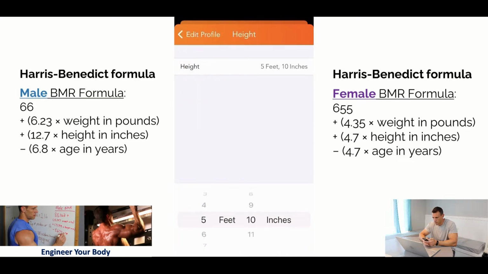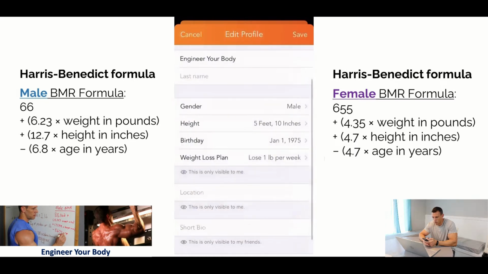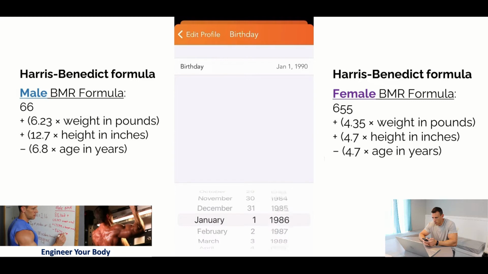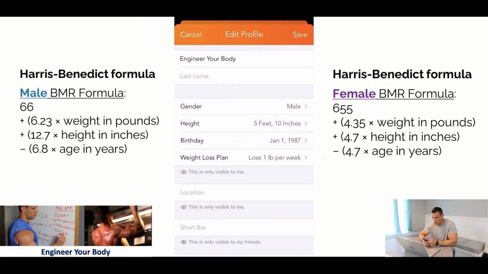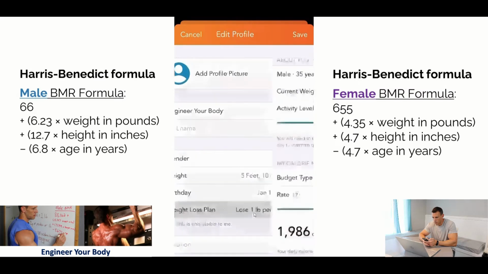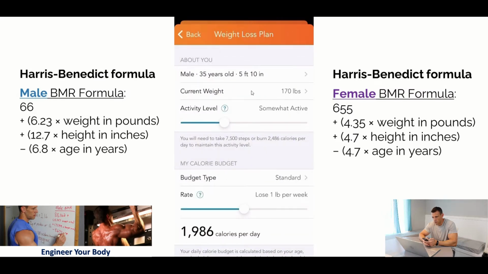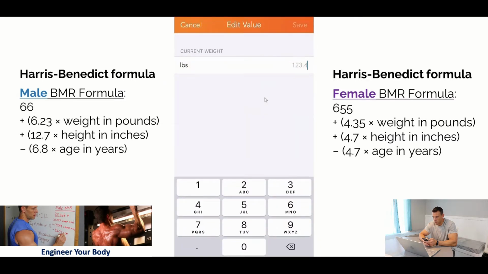I'm going to put in the example that I had in my video where I introduced my formulas. So we're going to do a 5'10" male, like a 35-year-old. Now the age will also adjust your BMR because that's in the formula. Click on weight loss plan. Okay, here's the other thing. You've got to put in your current weight. It defaults, I guess, to 170, so I'm going to put in 190 pounds. That was the example I gave earlier.